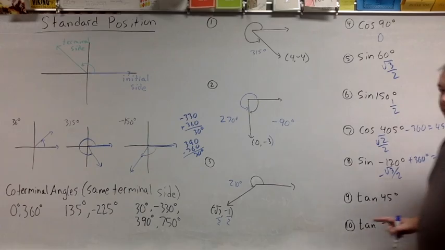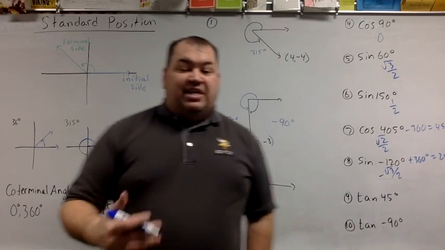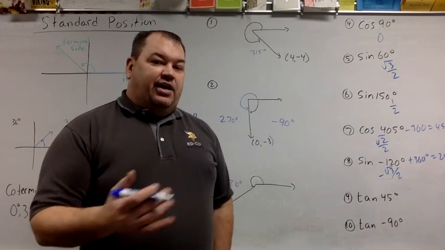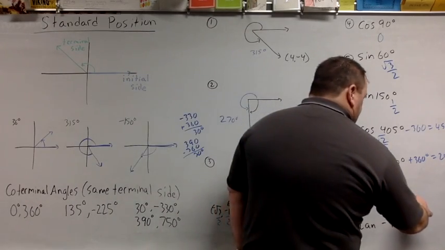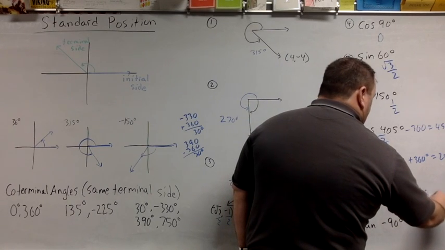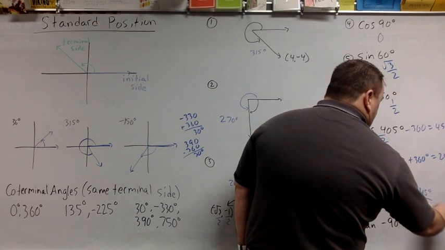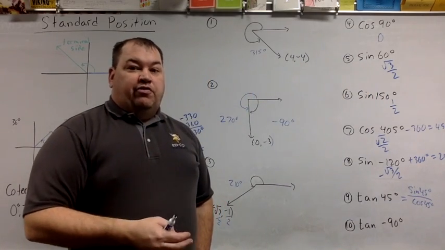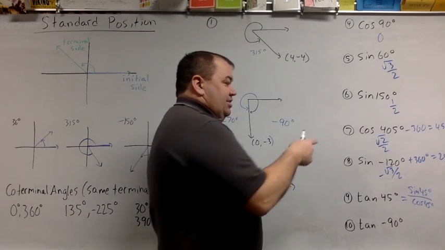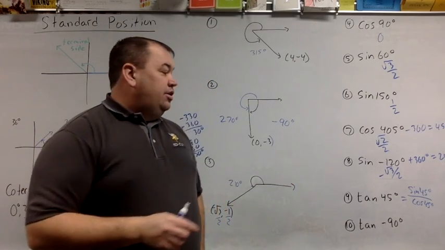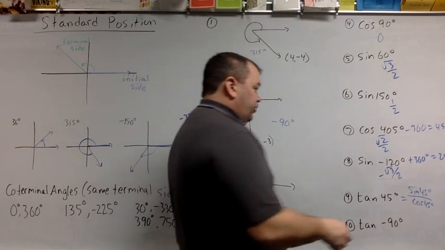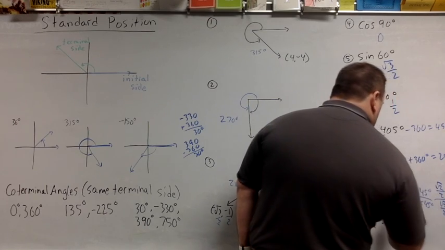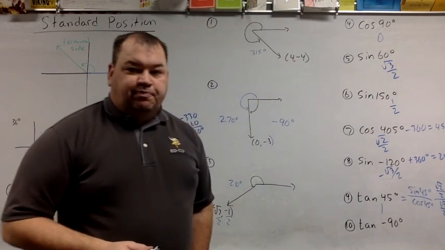Now, for the last two in here, you have to have a good understanding of what tangent is. We talked about this with our unit circle. Tangent is sine over cosine. So this is really saying, what's the sine of 45 degrees? What's the cosine of 45 degrees? And then divide them. So I go find 45 degrees on my unit circle. The sine is square root of 2 over 2. The cosine is also square root of 2 over 2. So I have the same thing on the top as I do on the bottom. So I have a 1.